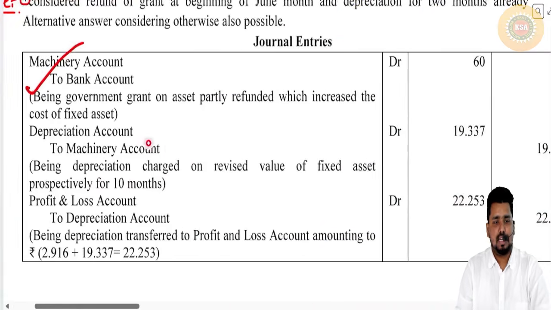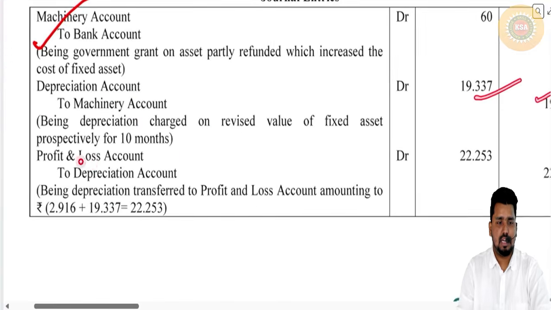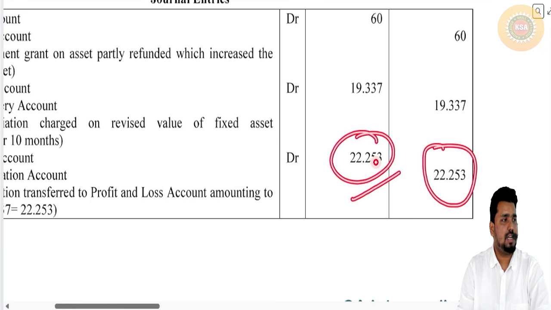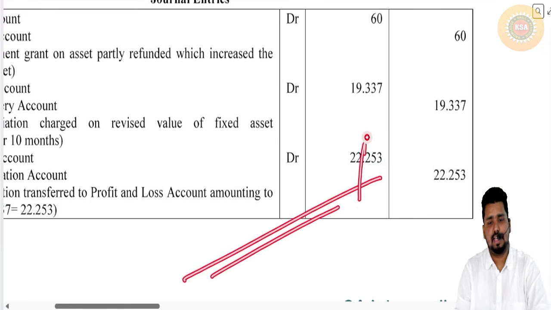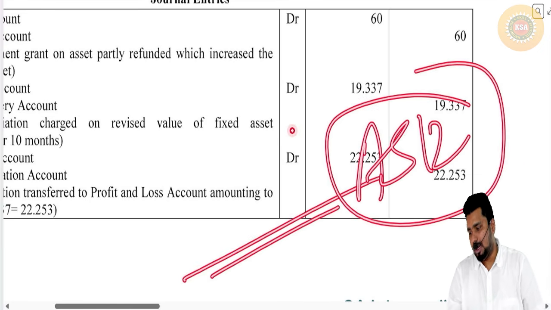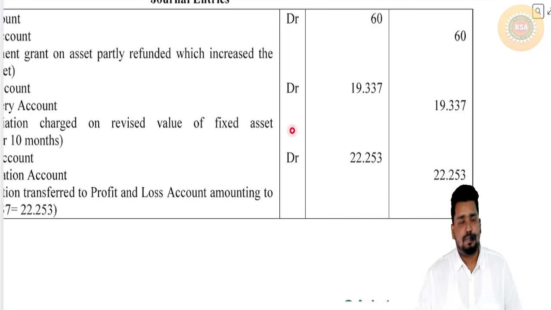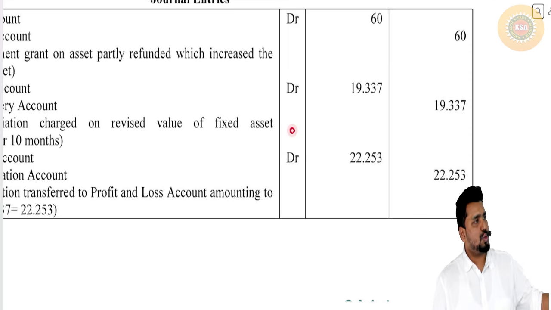So what is the journal entry? Tell me. Depreciation account debit to machinery account. Total depreciation which I have to take to P&L is what? 22.253. With this we are completing AS 12 exhaustively. Clear or not clear? Mark my word, you will get all the answers perfectly. Clear? Thank you so much.